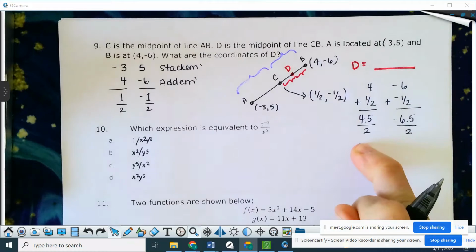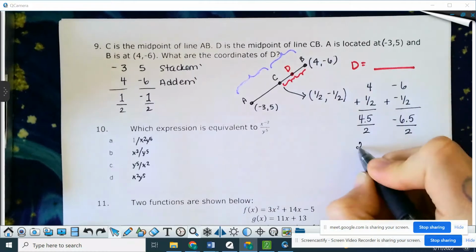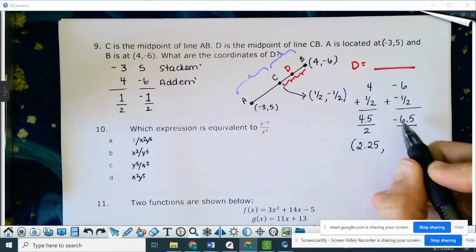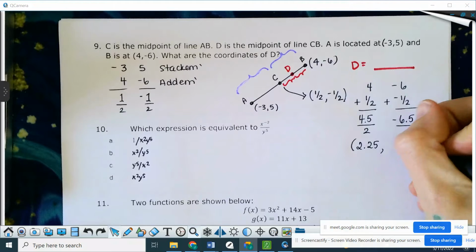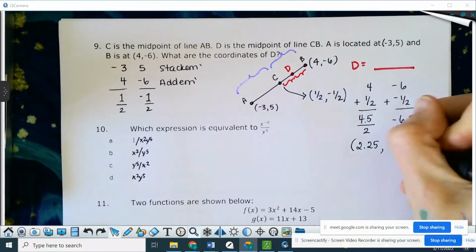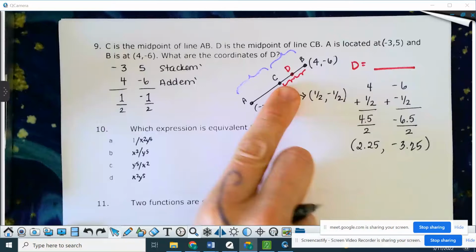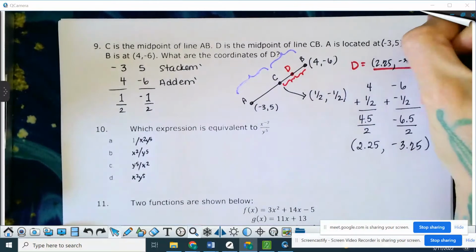So 4.5. If you have $4.50 and we split it, it's going to be $2.25. So 2.25. And then if I have $6.50, it's definitely going to be $3.25 if I split it, and it's a negative. So the midpoint of CB, otherwise known as coordinate D, is going to be 2.25, negative 3.25.